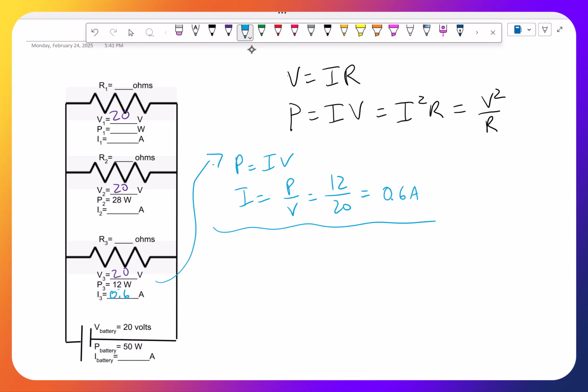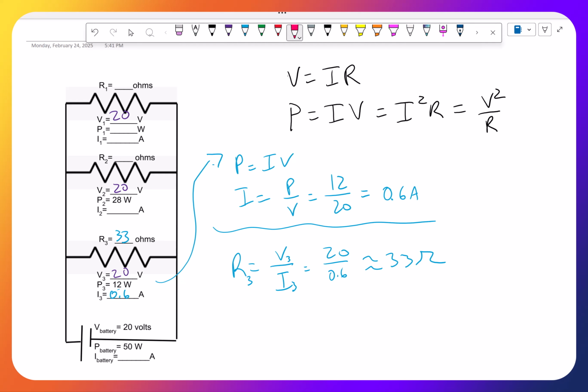Okay, moving right along. I can now get this resistance, R3, because using Ohm's law it's going to be V over I. So R3 is V3 over I3. The voltage, again, is 20. We know that the current is 0.6. So 20 divided by 0.6 is about 33 ohms.